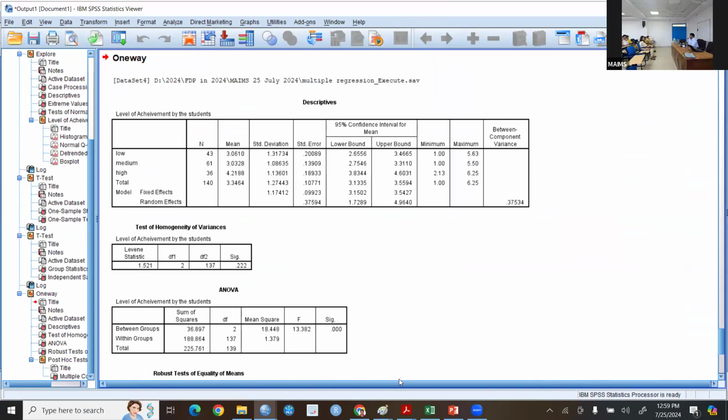LIG का मीन है, MIG का मीन है, HIG का मीन है. Whose mean is high? HIG. Mean of HIG is 4.21. That means जो बच्चे रिच हैं उनके मार्क्स अच्छे हैं, ऐसा है ना.